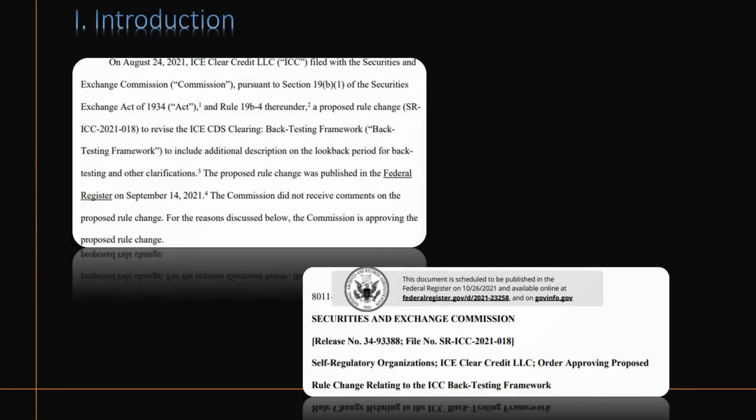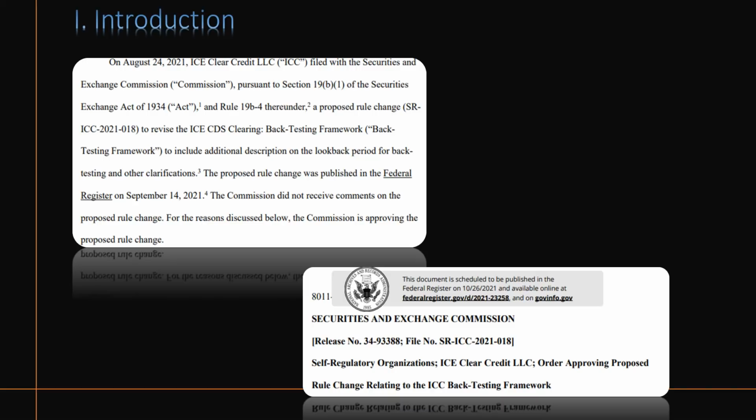So, introduction. On August 24th, 2021, ICE Clear Credit LLC filed with the Securities and Exchange Commission for this new rule. Basically, the one we're looking at is the rule change relating to the ICC backtesting framework to include additional description on the look-back period for testing and other clarifications. This was published on the Federal Register on September 14th.